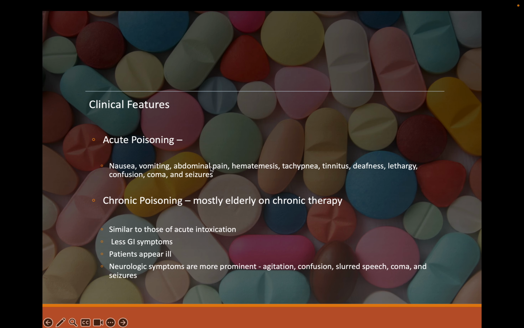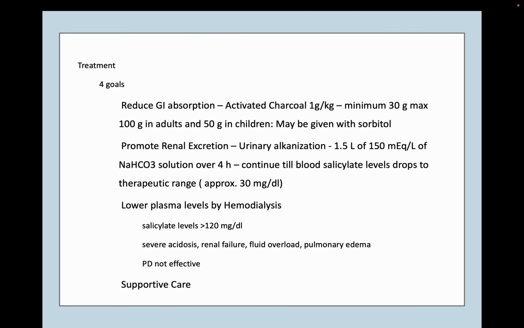Acute poisoning causes mainly nausea, vomiting, abdominal pain, tachypnea, tinnitus, deafness, confusion and coma. In chronic poisoning, there are fewer GI symptoms per se and neurological symptoms are more prominent. That is one more thing I'll mention. In acute poisoning, you'll have more GI symptoms. In chronic poisoning, more neurological symptoms. One thing to remember: initially respiratory alkalosis, later metabolic acidosis is seen.